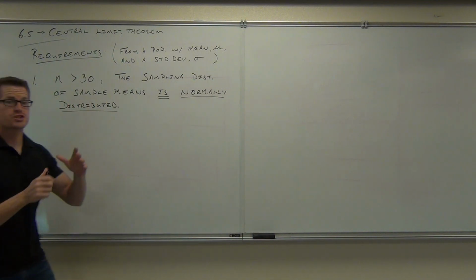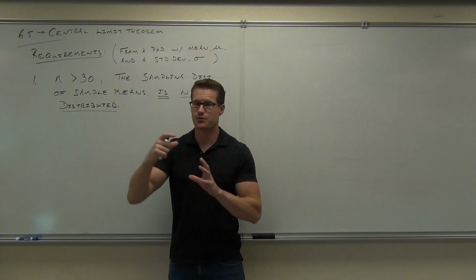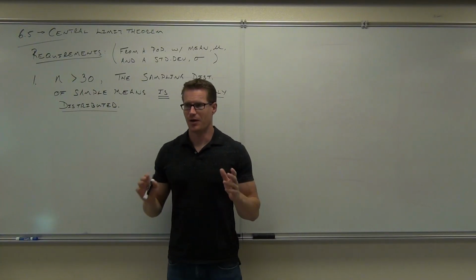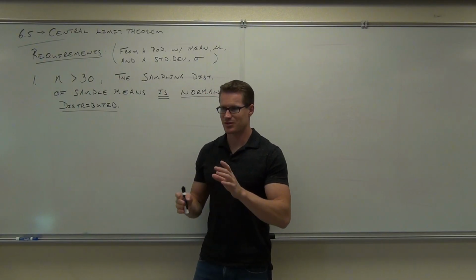If n is bigger than 30, if your sample size is more than 30, then once you find all those samples and you take the statistic for each one and you organize them, it will be normally distributed. That's a huge statement. I can tell that you really don't quite get what's happening here. So let me try to do this one more time.